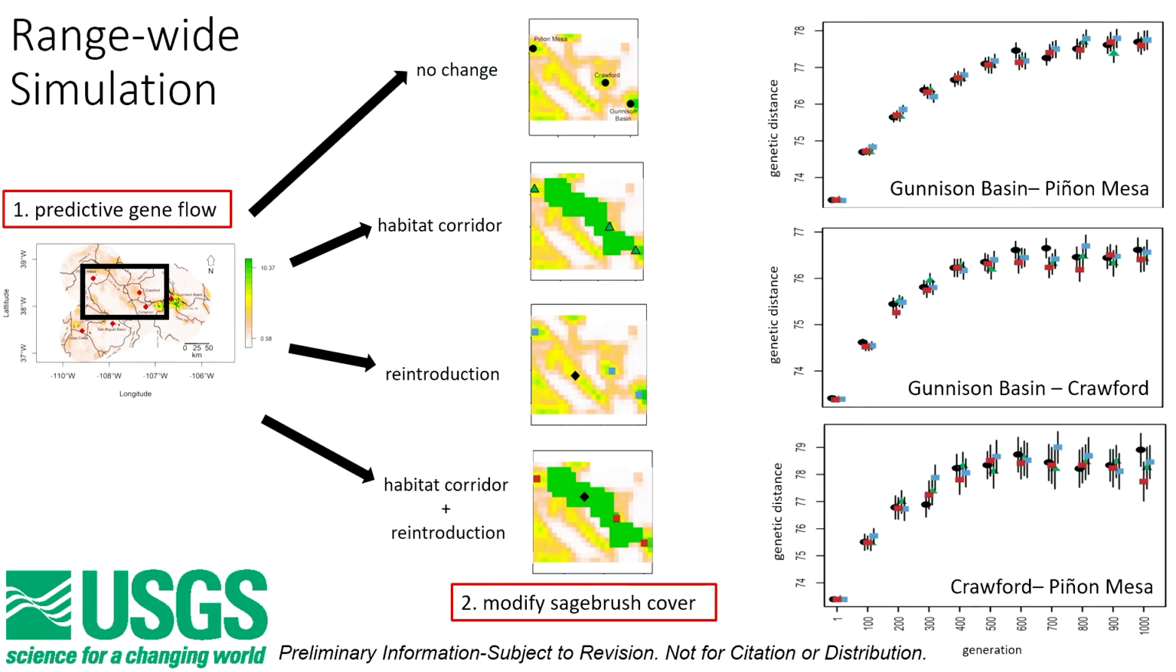So we simulated for 1,000 generations and tracked genetic distance. And what you will see is that it took many years before we started to see subtle changes in that genetic distance. It was primarily for the habitat corridor scenarios and for the more geographically close population comparisons between Gunnison Basin and Crawford and Pinyon Mesa. And those changes were very small.